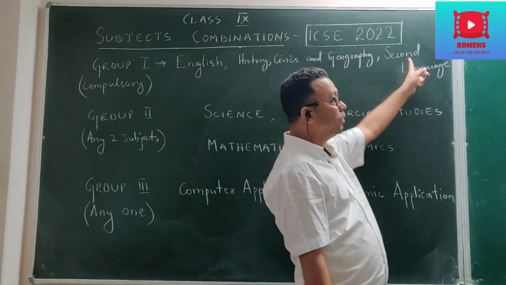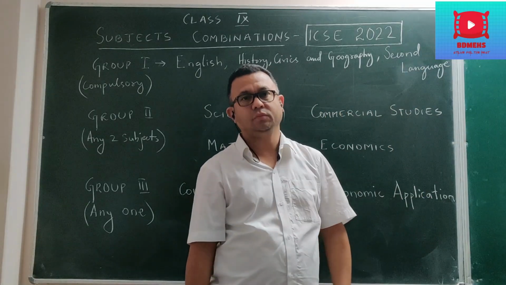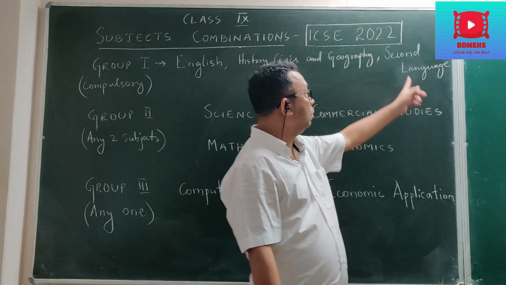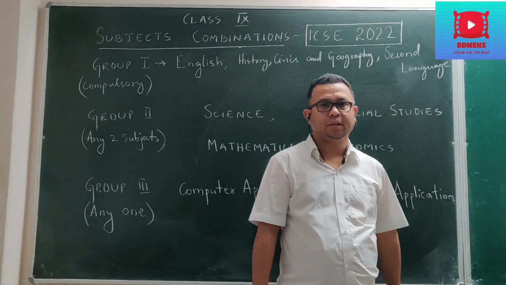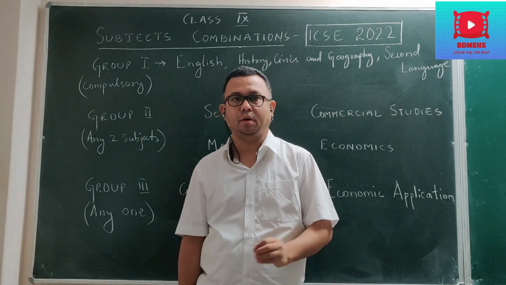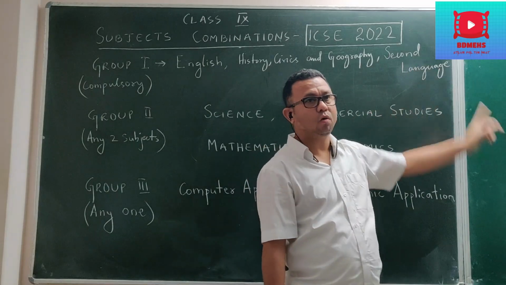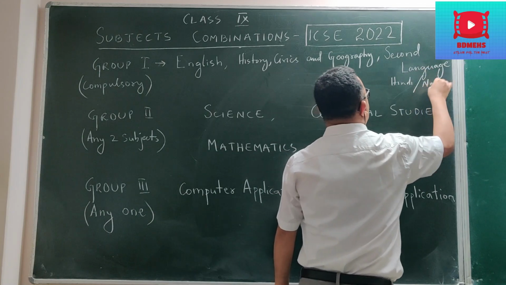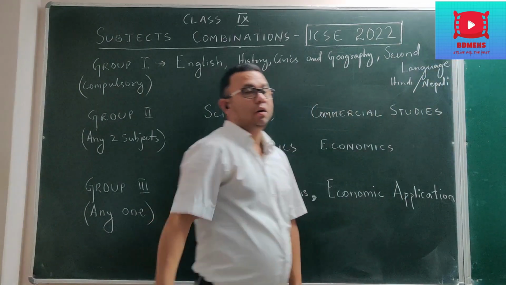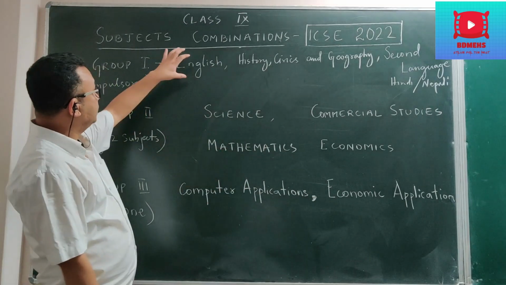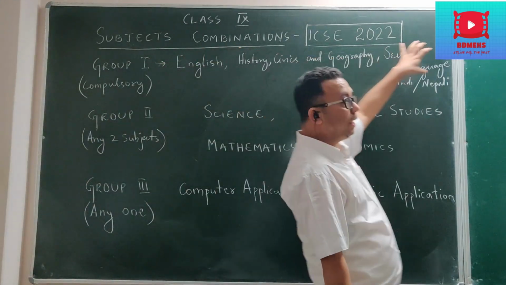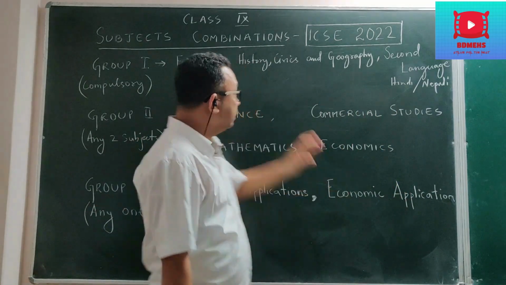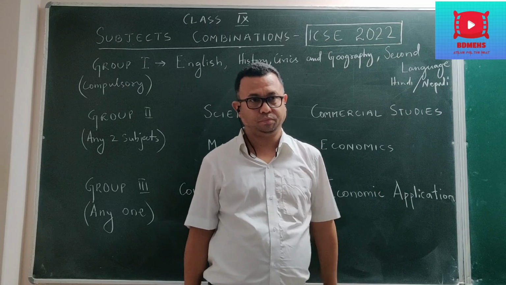Now when I say second language, our school is offering 2 second languages. You have the option to select any one. Some of you will be taking Hindi and some others will be taking Nepali. So the 2 second languages that we are offering are Hindi and Nepali. Now, even though the count of subjects is only 3, English, history, civics and geography, and second language, you should understand that these 3 subjects also have a division.